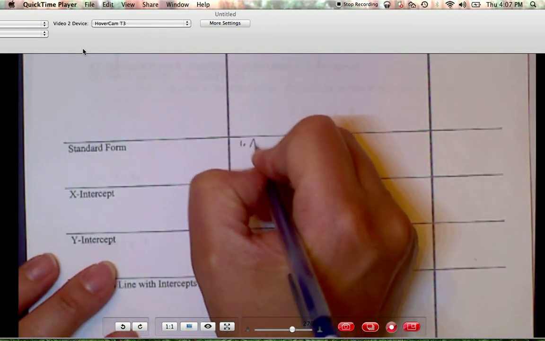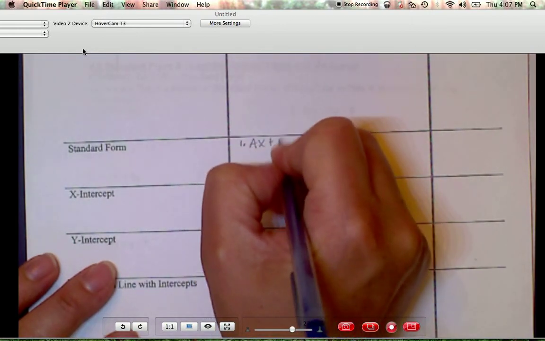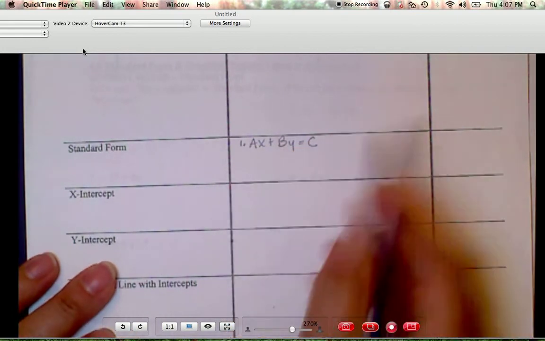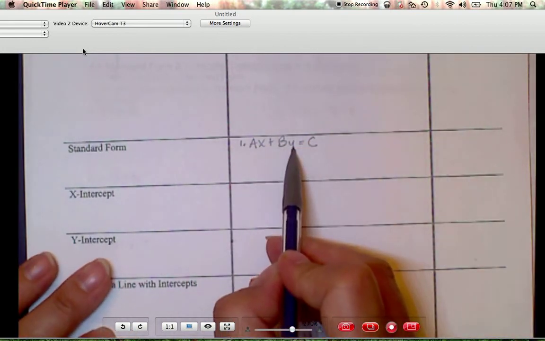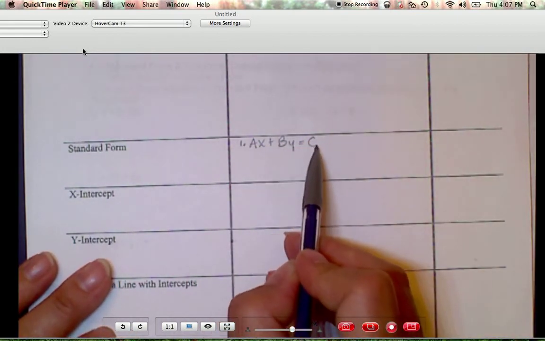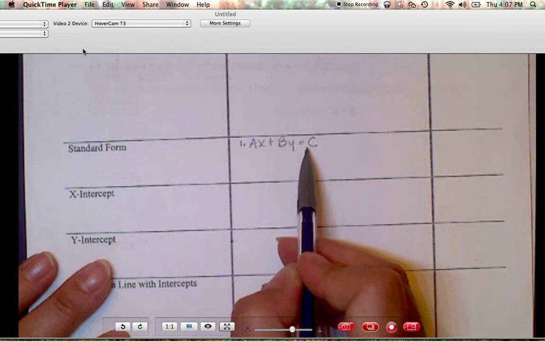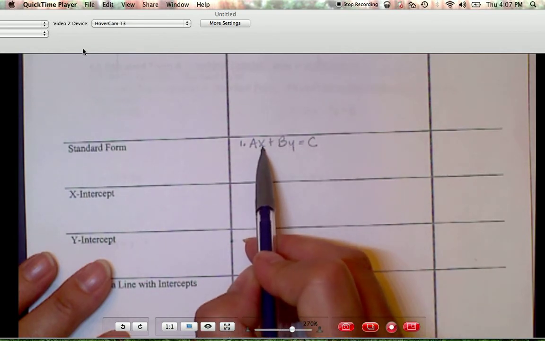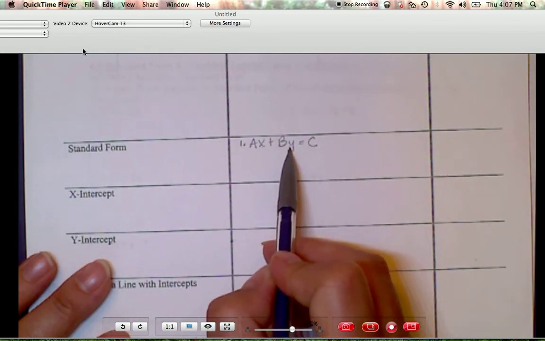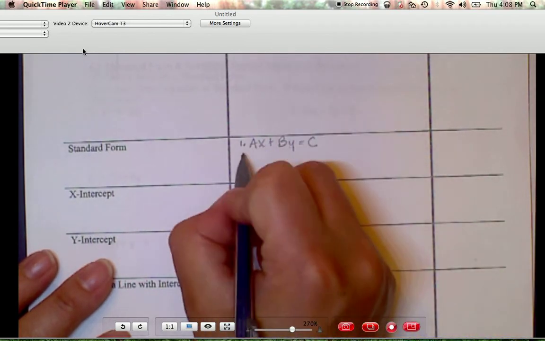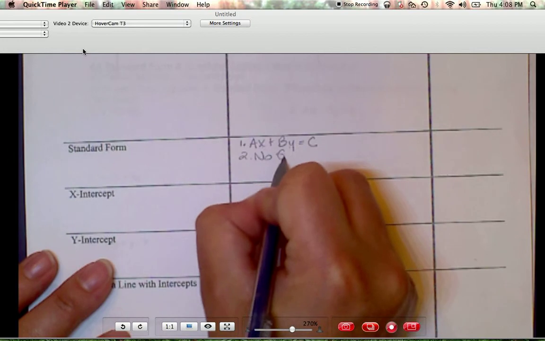Number one, it's got to be in the order ax plus by equals c. So the x and the y must be on the left side of the equal sign, and the constant or the whole number needs to be on the right side. And the x and y have to be in this order. So it's not just they have to be on the left side, but the x must come first and the y must come second.